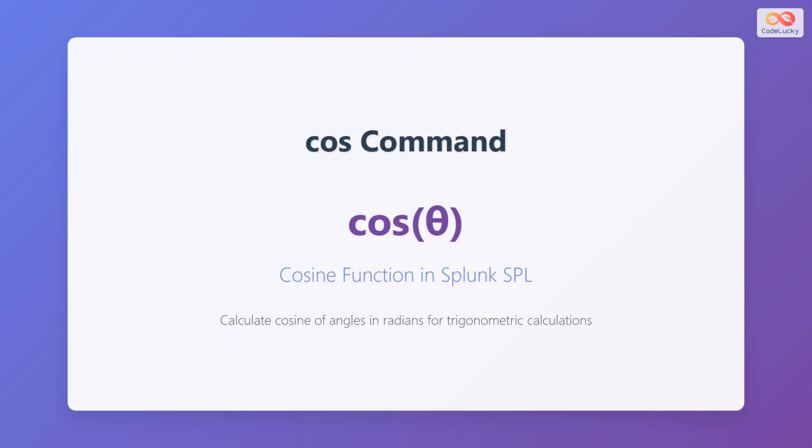The cosine function, abbreviated as cos, is a fundamental trigonometric function that calculates the cosine of angles measured in radians. In Splunk, the cos command is used for trigonometric calculations, particularly useful when working with periodic data, signal processing, and mathematical transformations. The cosine function takes an angle as input and returns a value that represents the horizontal coordinate of a point on the unit circle.